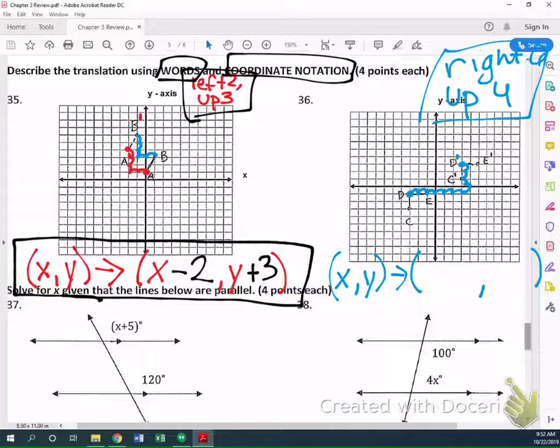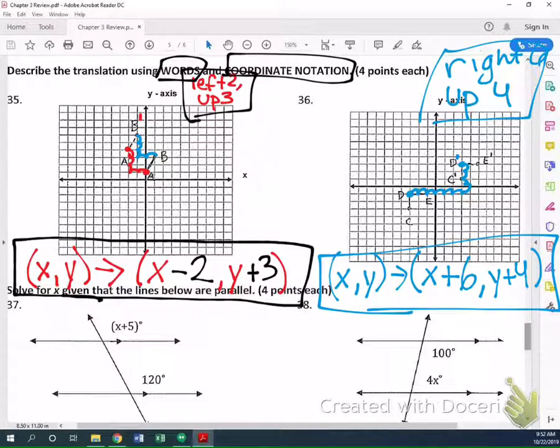How do I show going right? Well, left was minus, so right can't also be minus. You would be adding. So I'm going to add 6 to the x to go right. Add 4 to the y to go up. Good. If it's left, you subtract it. If it's right, you add.